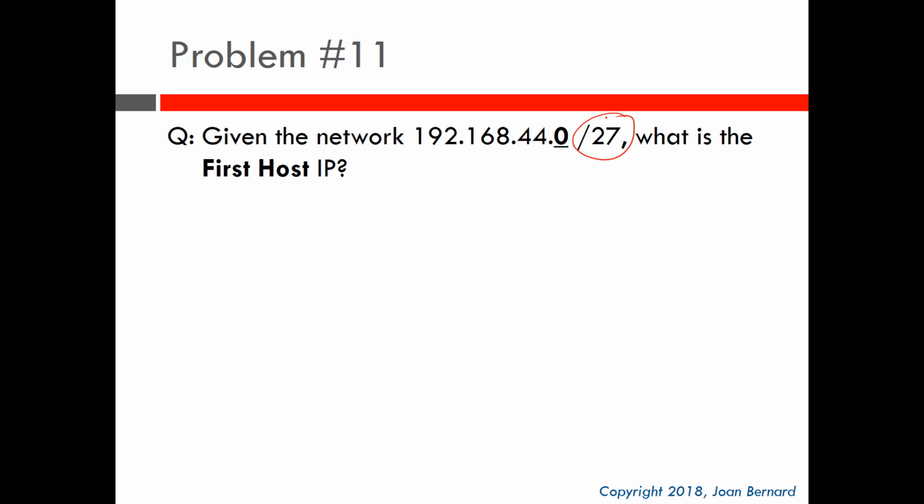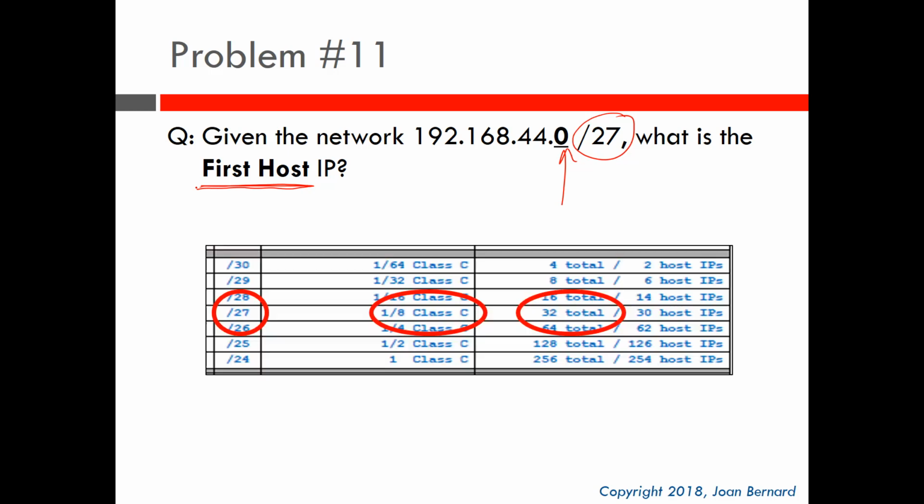Am I looking for the network number, which I've been given right here? Am I looking for the broadcast? No. I'm looking for the first host. So that's the first host IP, the answer to the question. As I take a look, once again, /27, yep, 32 total IPs. It's going to be one of the 8 slices of the pie, and I'm seeing it's going to be the very first one because I was given the .0 as a starting point.